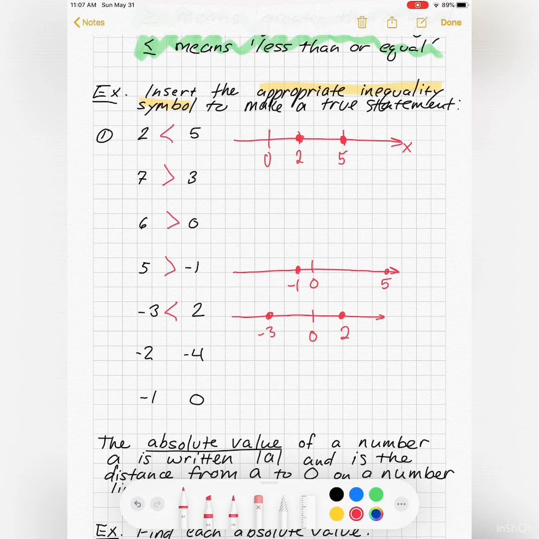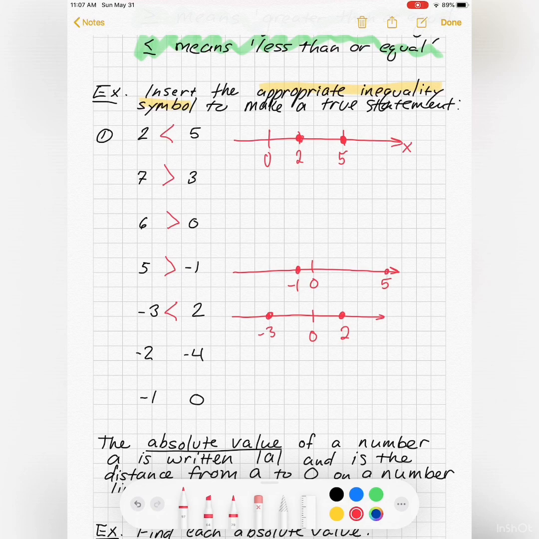I mean, if I have a debt of $3, that means I have a negative balance of $3. Of course, that's less than if I had $2 in my account. A negative number is always less than a positive number. What about when I have two negatives? So I think about this like if I had a debt, okay?